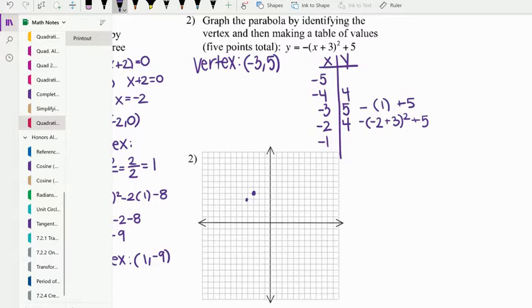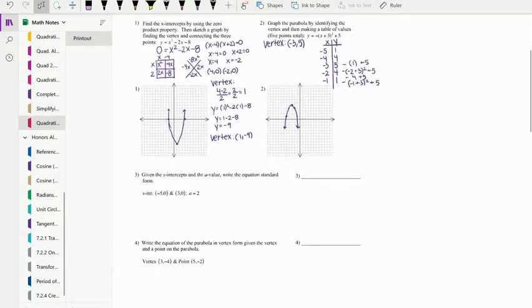So we have 4 and 4, and then we're going to go ahead and plug in negative 1. So negative, and then we get negative 1 plus 3 squared plus 5. So negative 1 plus 3 is 2. 2 squared is 4. So we get negative 4 plus 5, which is 1, which also means negative 5 is 1. So we get 1 here and 1 here. And then we're going to go ahead and plot those. And we get this. All right, moving on to the next question.